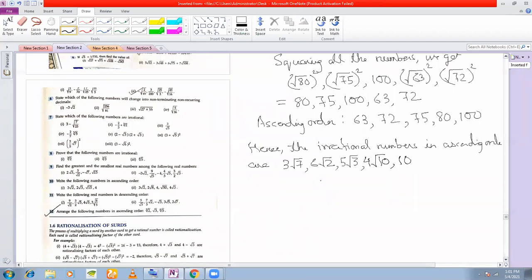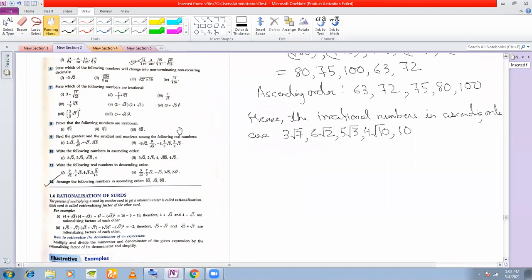Is that absolutely clear, or any questions you have? Yes, sir. Okay. If you have no question, then one small concept, and then we'll move on to problems. The concept is the meaning of nth root of a. What does nth root of a mean?